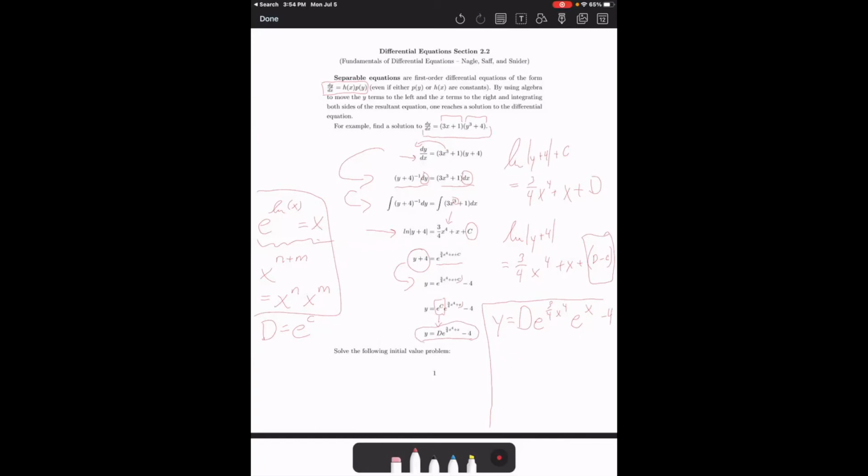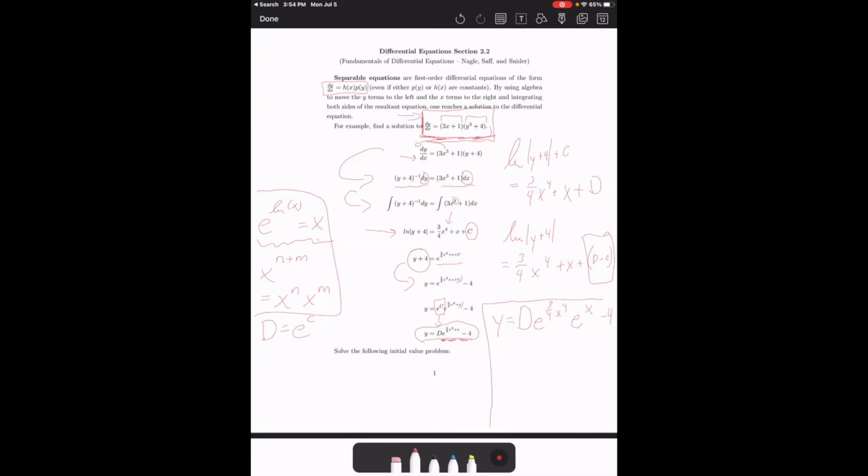So to clarify what we've actually done here, we started with this differential equation, and we wanted to know what function y actually solves this. Well, when y is equal to any constant multiplied by e to the 3 over 4x to the 4 plus x minus 4, that is a satisfactory solution to this differential equation.